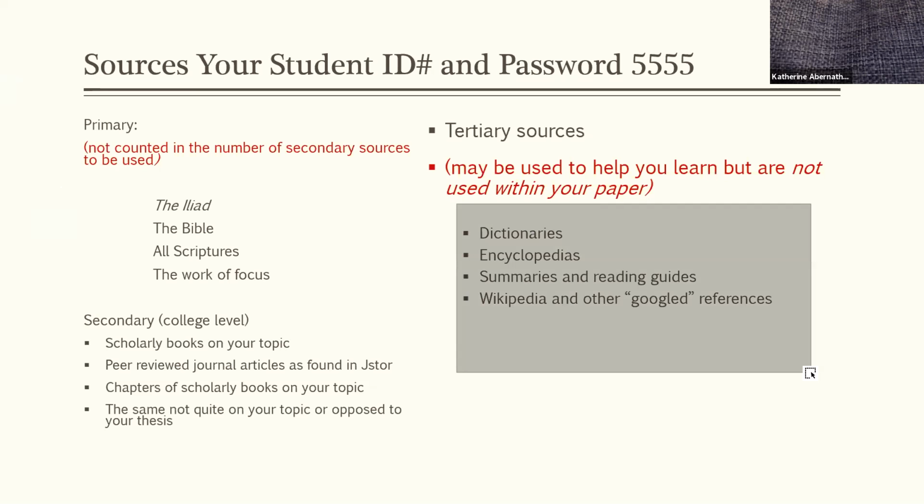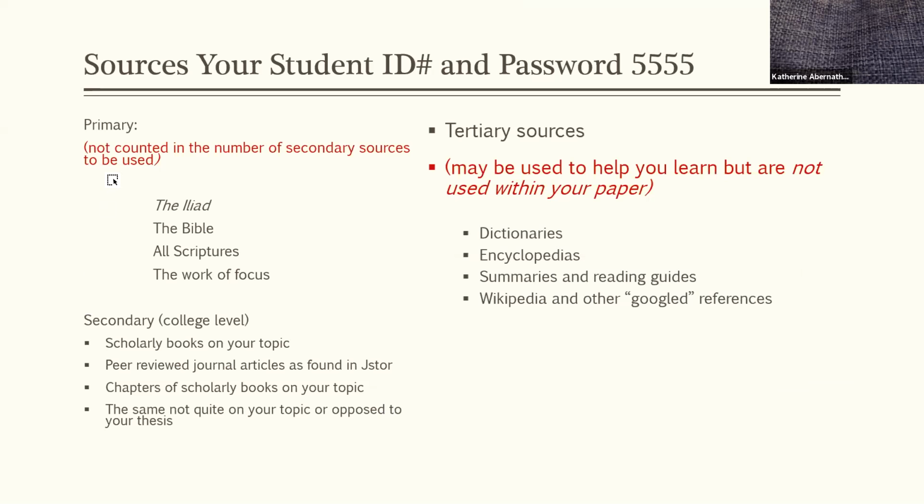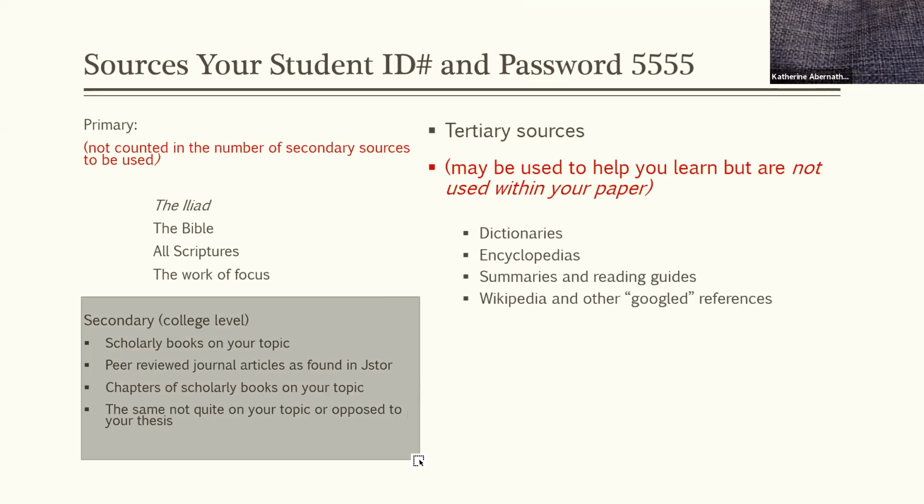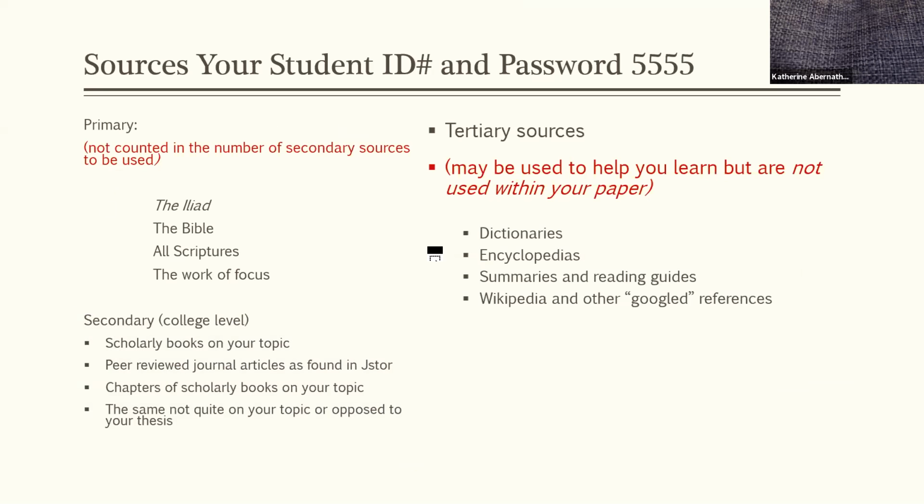None of these things that I'm highlighting here is a secondary source. If you were to use one of these, you have to put it on your works cited page, but it does not count as a secondary source. Your secondary sources are only scholarly books, peer-reviewed journal articles, and chapters of scholarly books. Only these count as secondary sources. Okay, I hope that was clear.